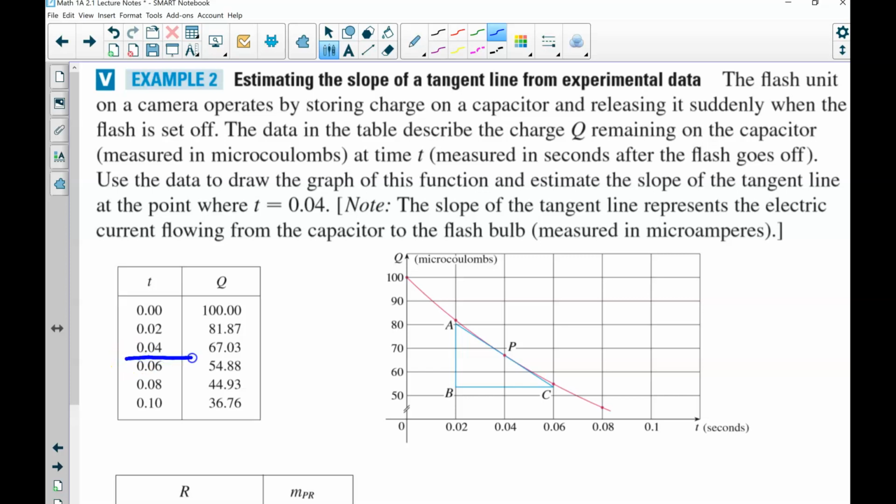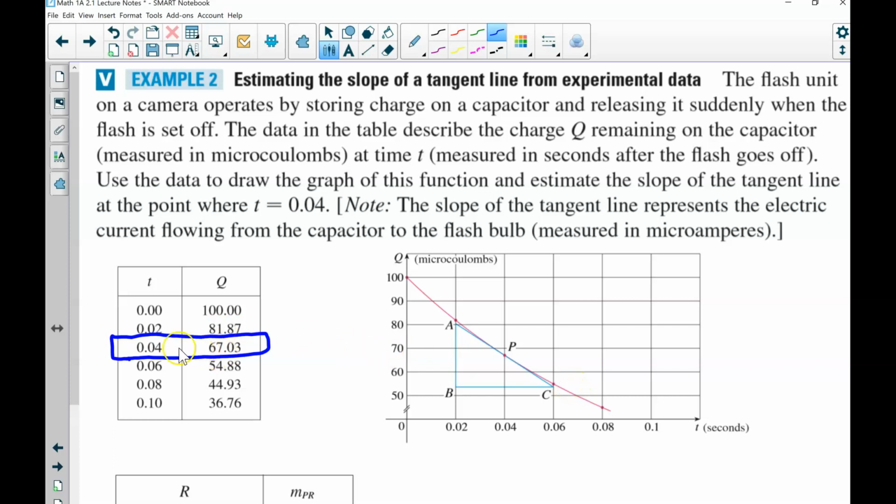So we're looking at this point, when t is equal to 0.04. Now we want to make note that the slope of the tangent line represents the electrical current flowing from the capacitor to the flash bulb. Okay, so here we have our table of points. And then in this figure, we plot the points given the data and then use them to sketch a curve that approximates the graph of the function. So here is the curve that approximates the graph of the function.